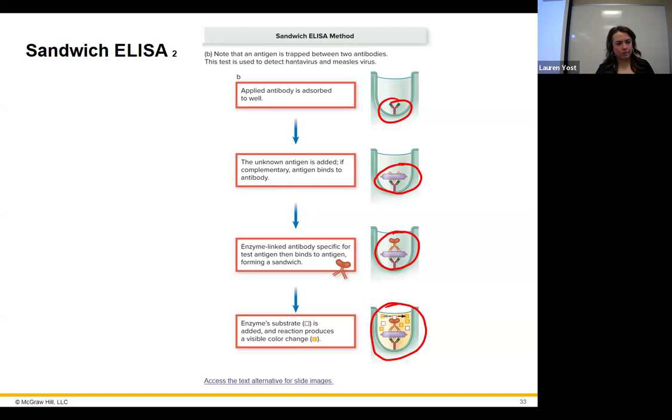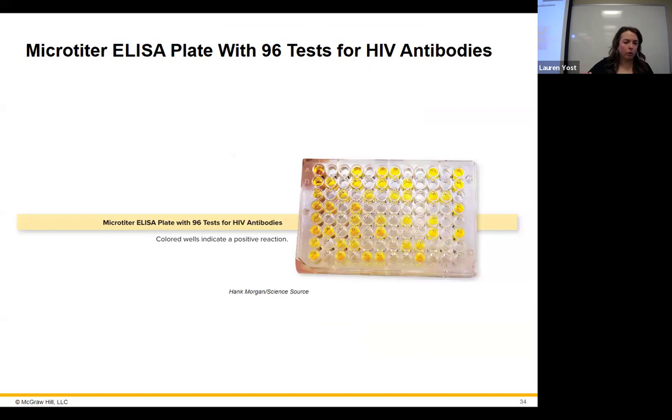Then we remember quite fondly what that 96 well plate could potentially look like. You can have more than one patient's samples going on here. And of course, typically in most hospital settings, you're going to want to run multiples. So like we did with our tests that we mocked up, like three at a time.